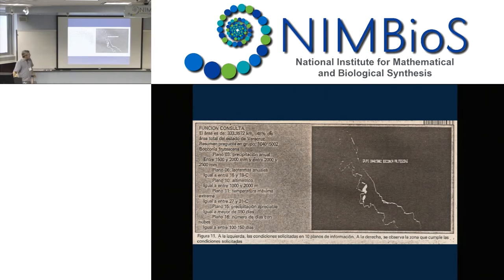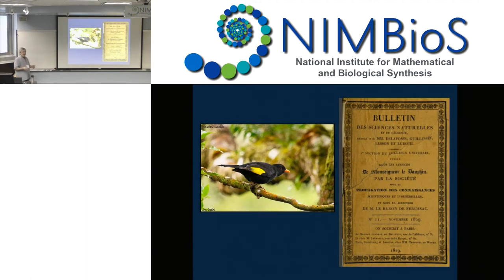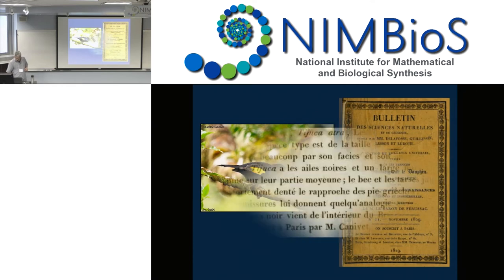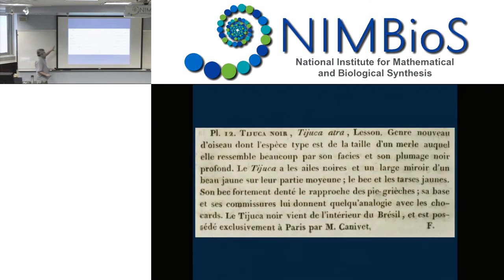Okay, so now let's kind of confront this a little bit more in detail. This is Tijuca atra. It's one of the rarer birds in this hemisphere. And that's the book, or the journal, in which it was originally described. Here is the whole description of the species. We're interested in distribution, so what we can see is that it's from the interior of Brazil.